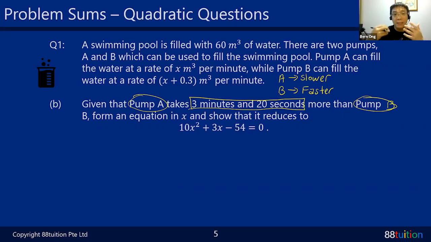For instance, me and you, we run a 100-meter race. I take a longer time. Maybe I take 1 minute for 100 meters. That's damn slow, man. 1 minute, and you only take 10 seconds. That means you're the faster one. Can you see or not? So because I'm slower, my number has to be a bigger number. And you being faster, your number is a smaller number.